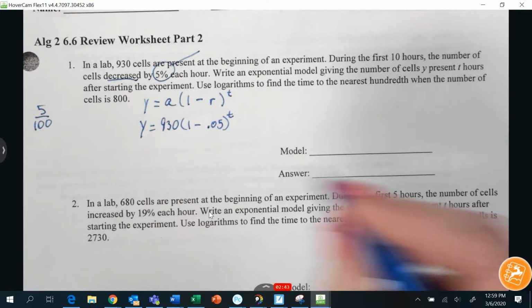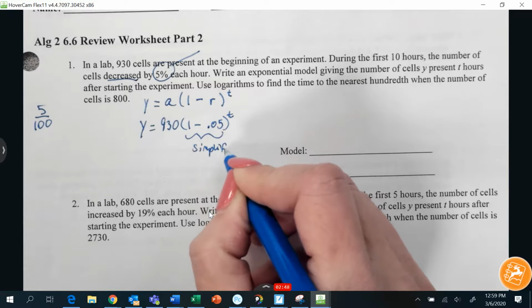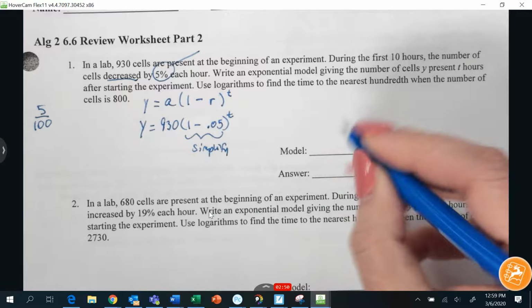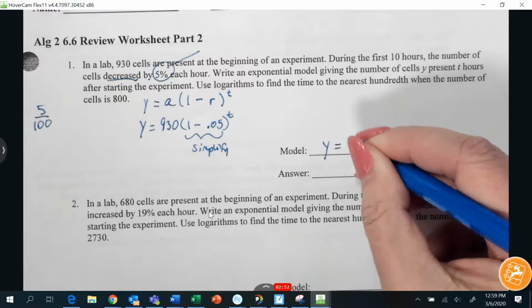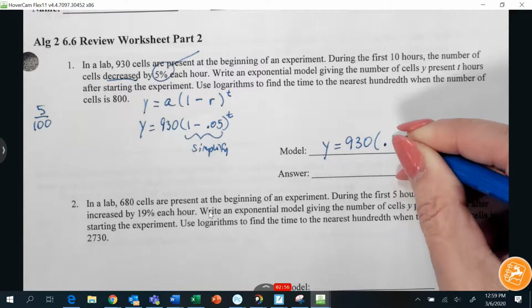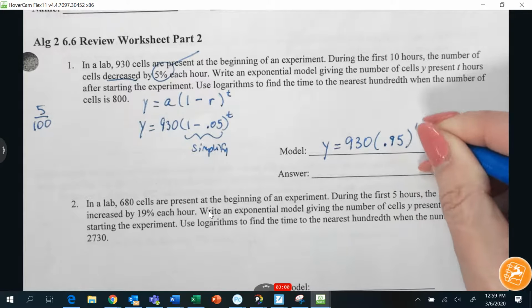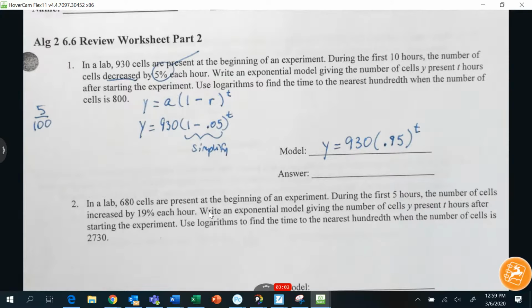Okay, so our model is going to be, after I simplify this, y equals 930 times 0.5. Wait, no. It's 0.95. Okay, well, like I said, I hadn't done it yet.